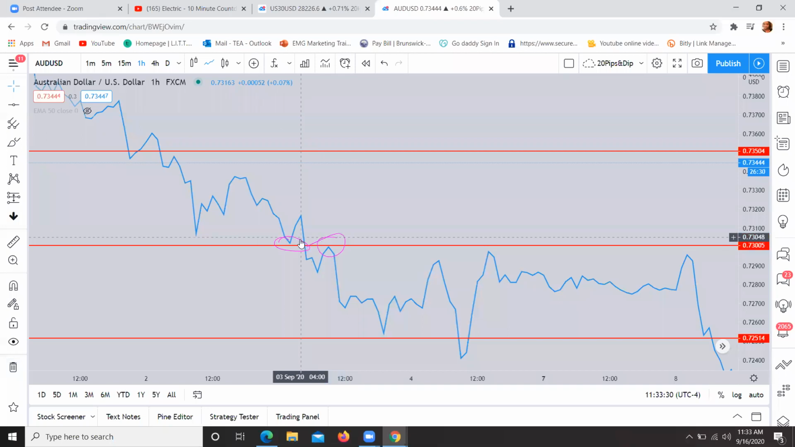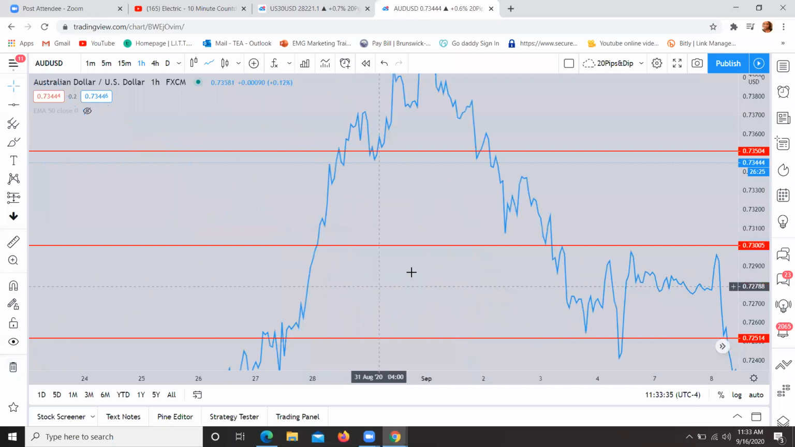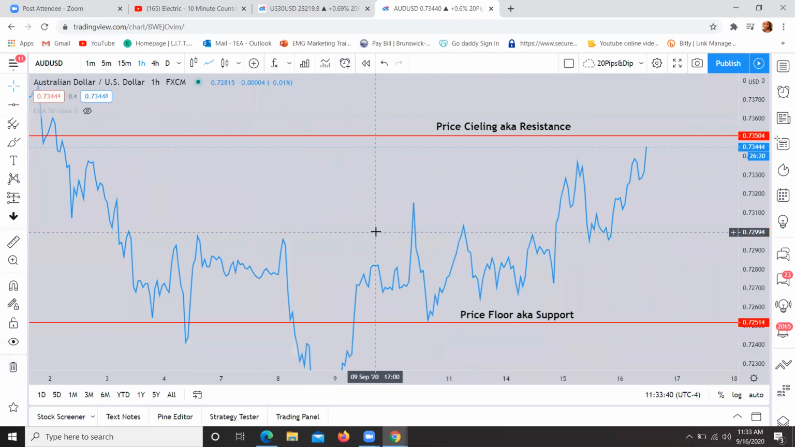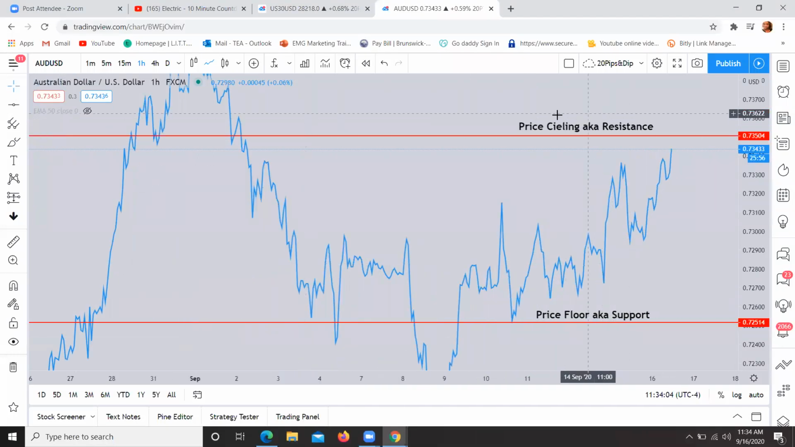If it is not represented on both sides, it is not a key level. That is invalid. Okay, what is support? Answer me in the chat. What is support? A floor. What is resistance? A ceiling. Okay, so this is major resistance, major support.